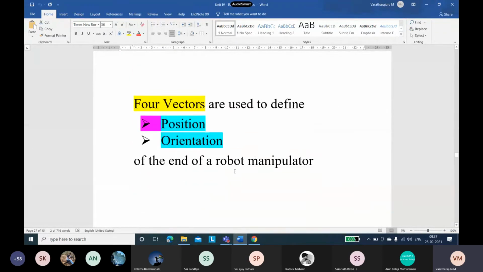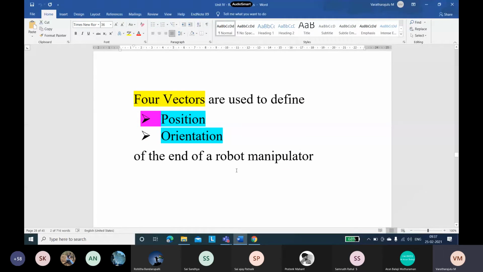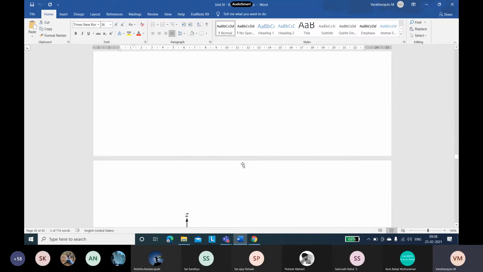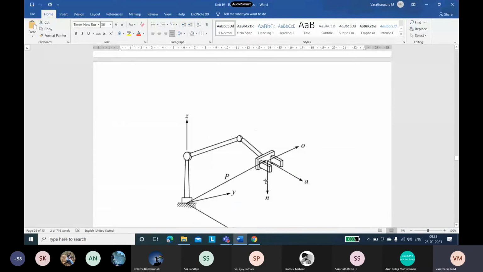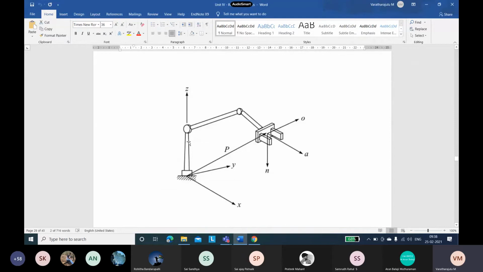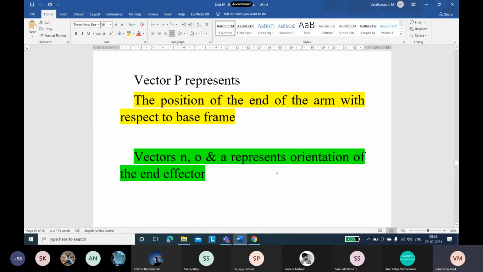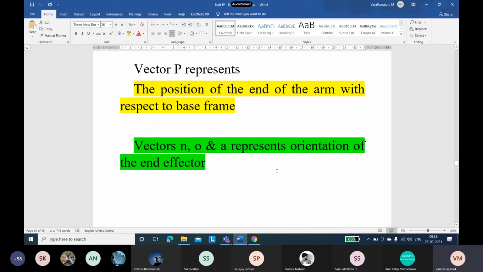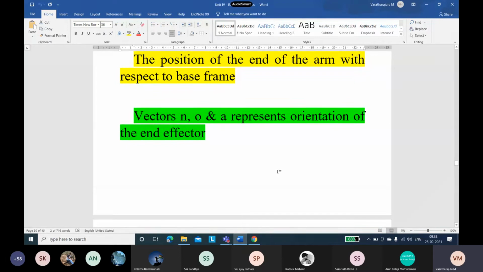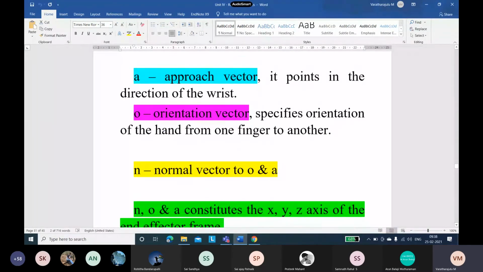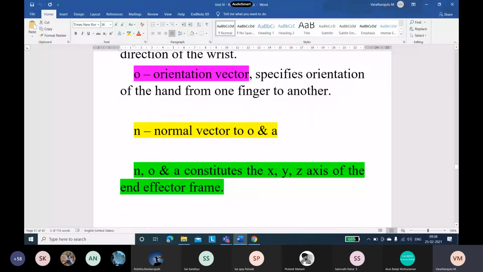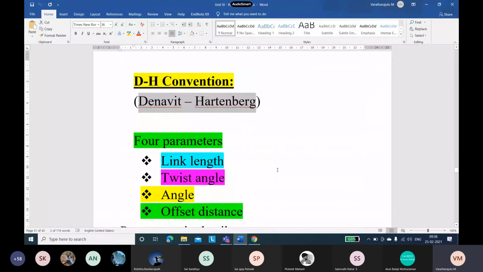There are four vectors we are going to define in order to understand the end of the manipulator, and to understand the position and orientation, four vectors are used. This is the p vector, which is referred from the base, and we have three different axes, x, y, and z. N, A, and O are three terms we introduced yesterday. P is the position of the end of the arm with respect to the base frame. N, O, A are the representation of the orientation of the end effector. A is an approach vector, O is an orientation vector, and N is a normal vector, normal with respect to A and O.